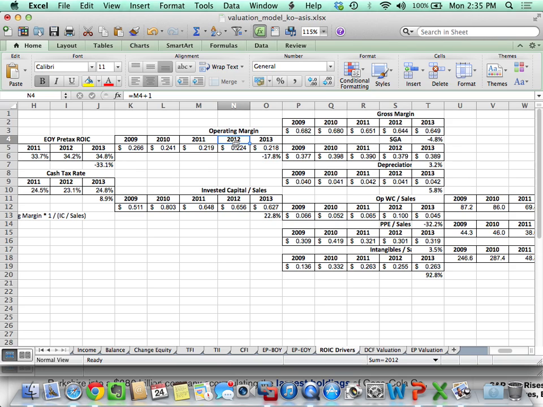PP&E, property, plant, equipment. Think of this as utilization of facilities. In 2009, I spent 30.9 cents on my facilities. In 2013, I spent 31.9 cents on my facilities per dollar of revenue. Better or worse?